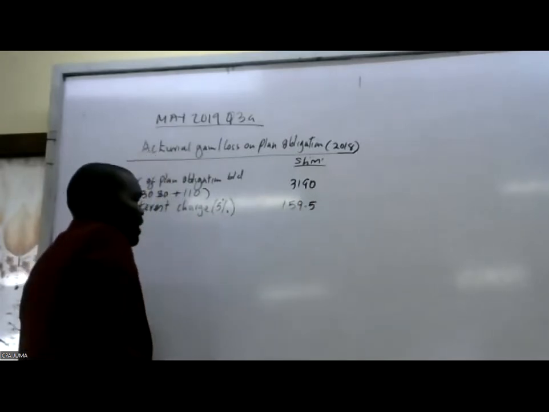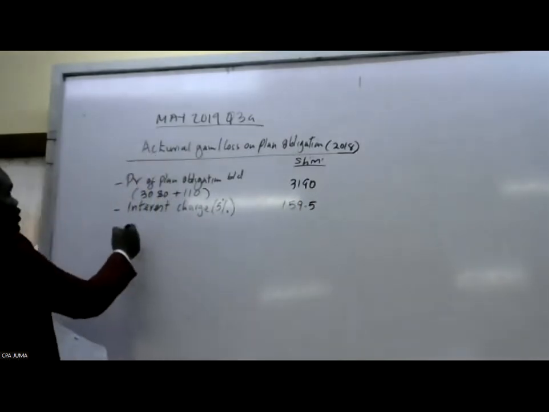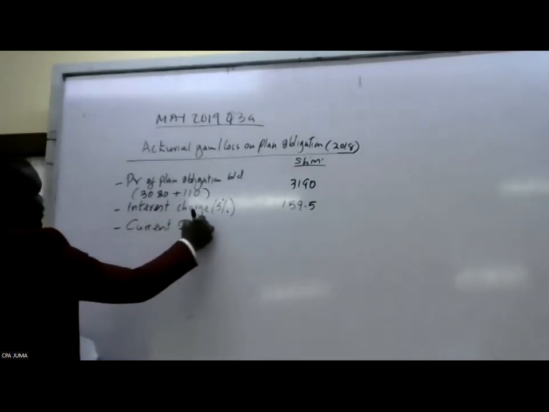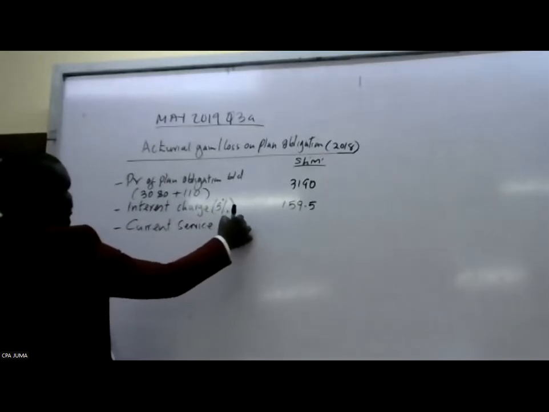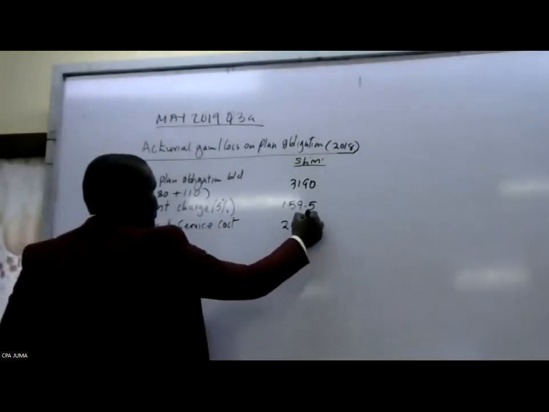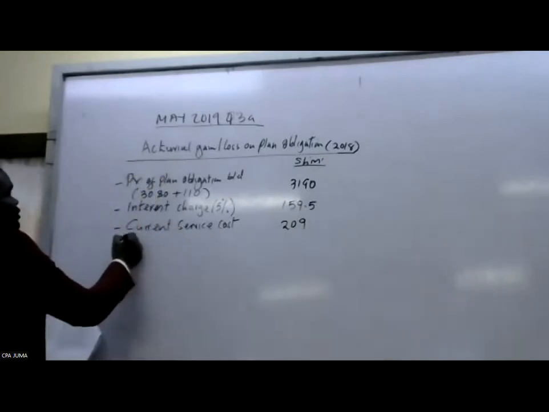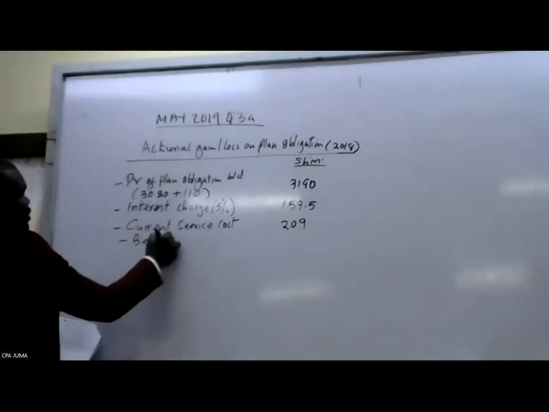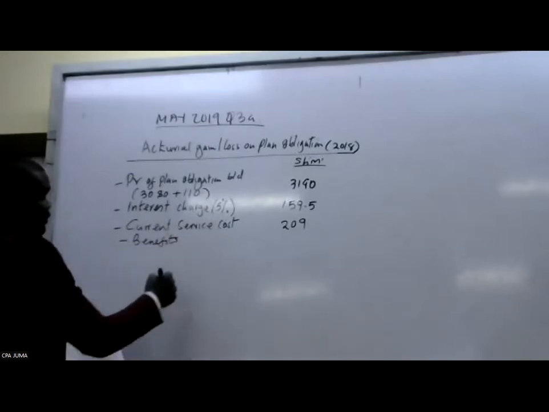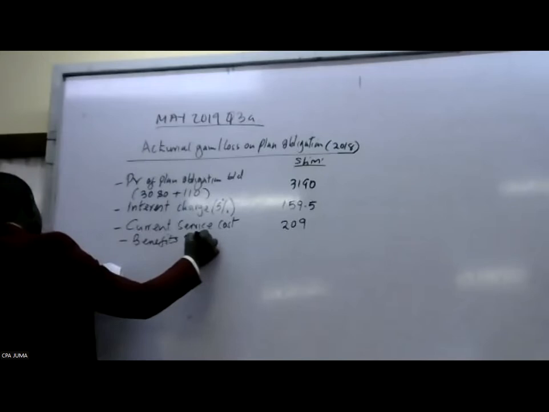159.5. You top up. Then current service cost. How much is this? 209. The benefits they have paid. Benefits paid. They are in the notes.